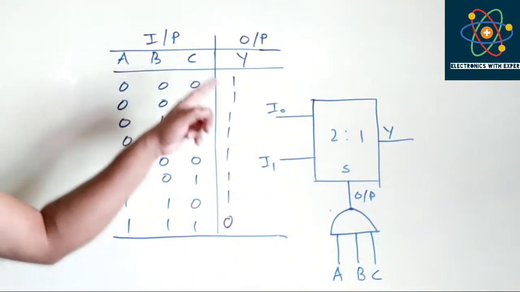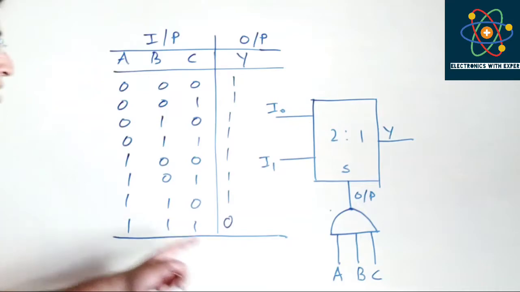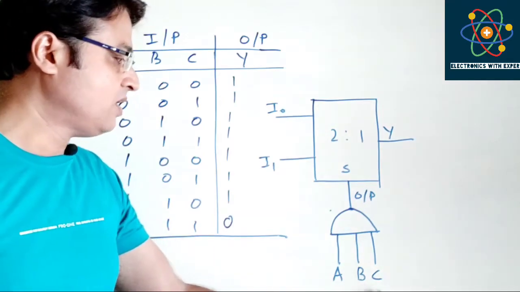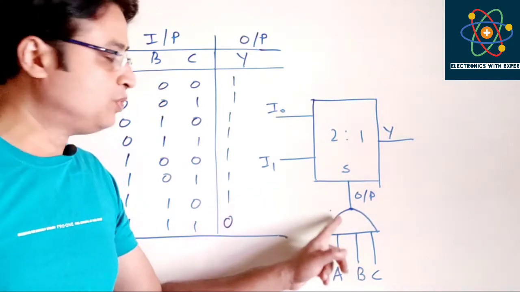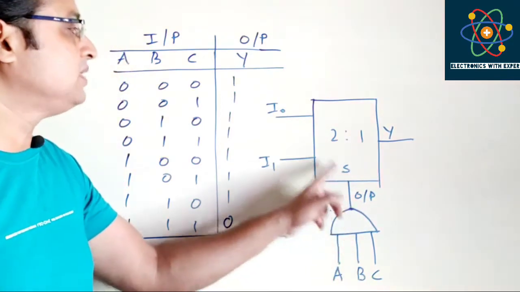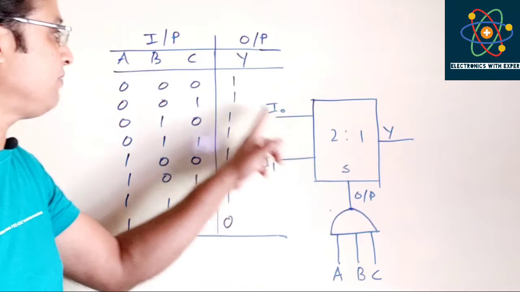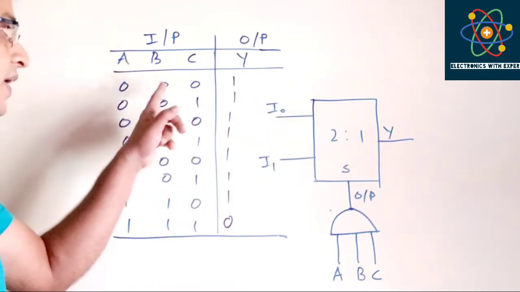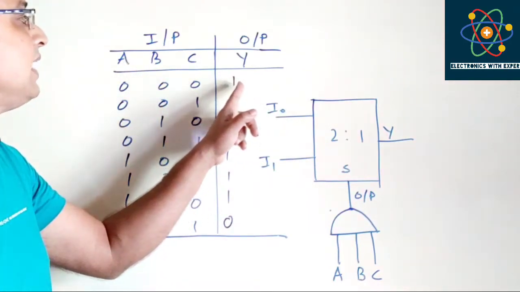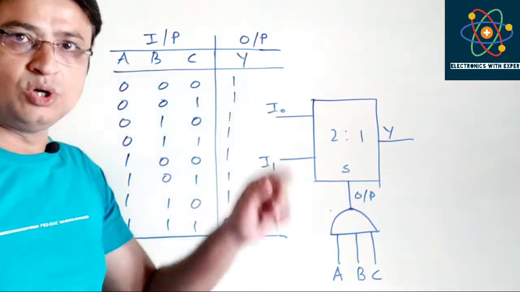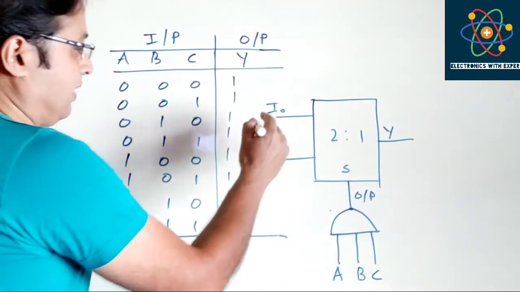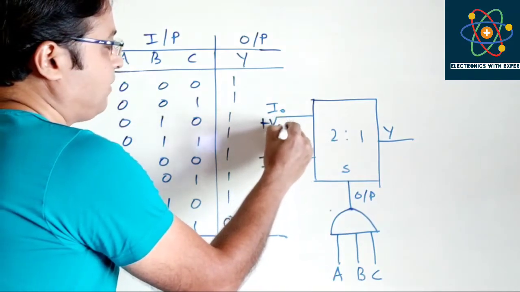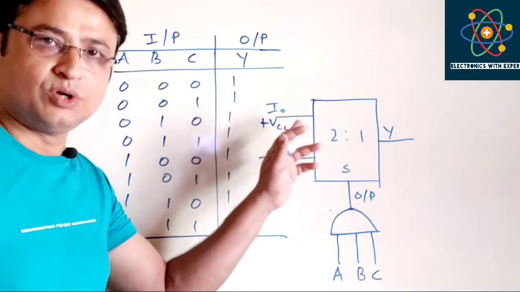Now as we can see from the truth table, when A, B, C all of them are equal to 0 and the AND gate output will give 0, that means I0 will be selected, and from the truth table of this 3-input NAND gate we can see that Y is 1. So we have to put I0 equal to 1. So I have connected plus VCC with the I0 input.